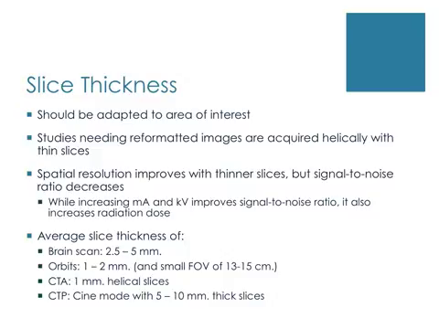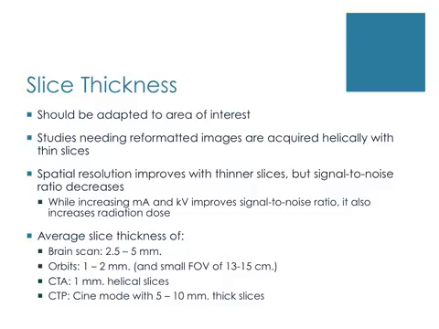Thicker slices increase the definition of gray and white matter in the brain. Spatial resolution is improved with thinner slices, but at the cost of a decreased signal-to-noise ratio. Yet, increasing the MA and the KV improves the signal-to-noise ratio, but it also increases the radiation dose, so you need to be careful of that. Average slice thicknesses of the brain is usually anywhere from 2.5 to 5 millimeters.